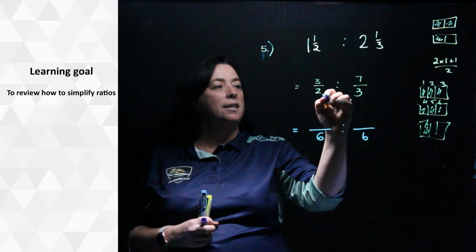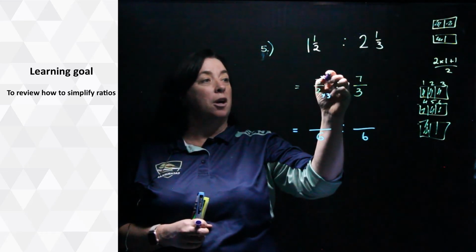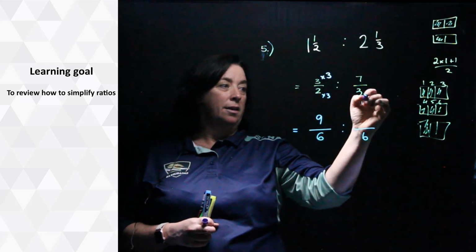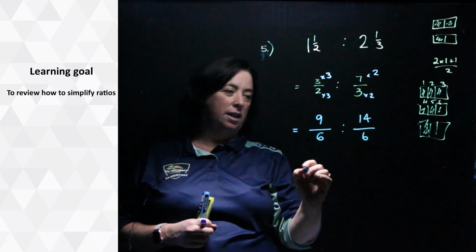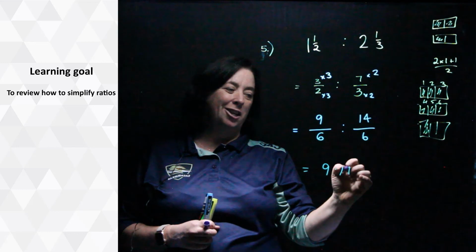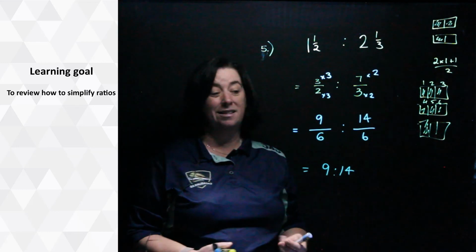2 times 3 is 6. What goes into the bottom? What you do to the bottom, do to the top. 3 times 3 is 9. 3 times 2 is 6. 7 times 2 is 14. And compare the numerators, 9 is to 14. And check that answer is simplified.